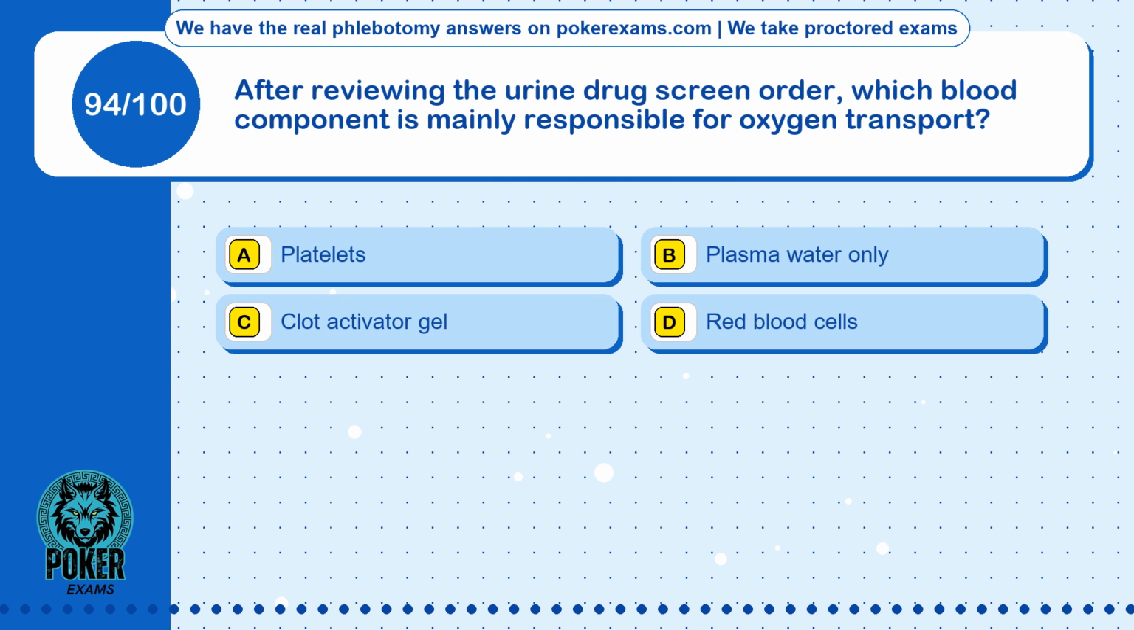Question 94. After reviewing the urine drug screen order, which blood component is mainly responsible for oxygen transport? Option A, platelets. Option B, plasma water only. Option C, clot activator gel. Option D, red blood cells.